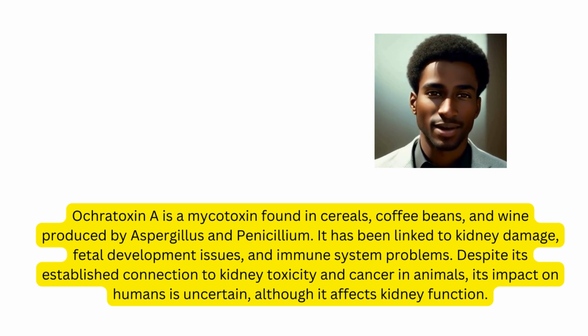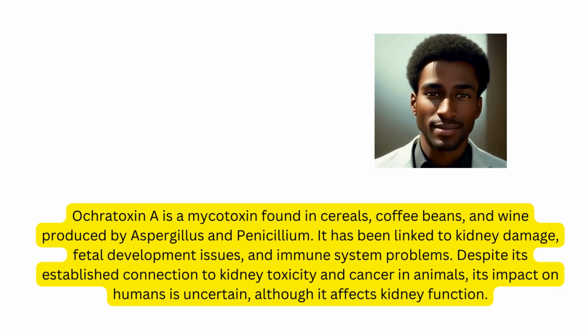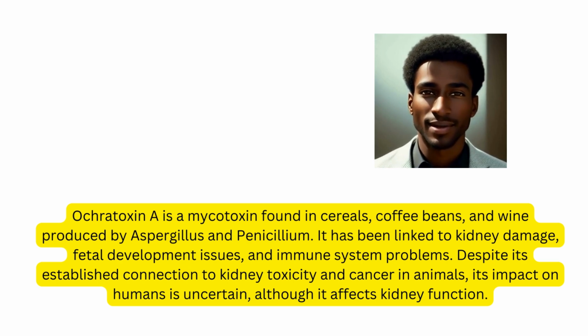Ochratoxin A is a common mycotoxin found in various food items worldwide, including cereals, coffee beans, and wine. It is produced by several species of Aspergillus and Penicillium, and has been linked to kidney damage, fetal development issues, and immune system problems. While its connection to kidney toxicity and cancer is established in animals, its impact on humans is uncertain, although it has been shown to affect kidney function.